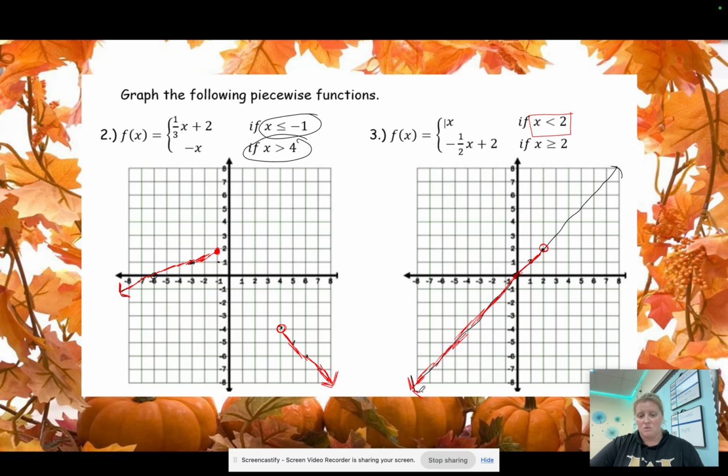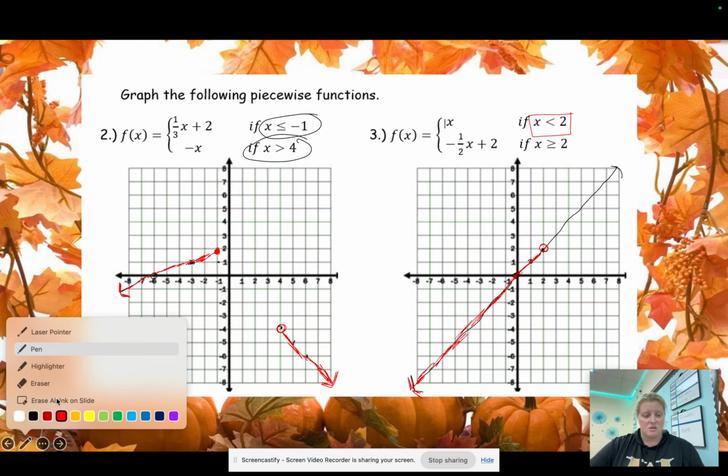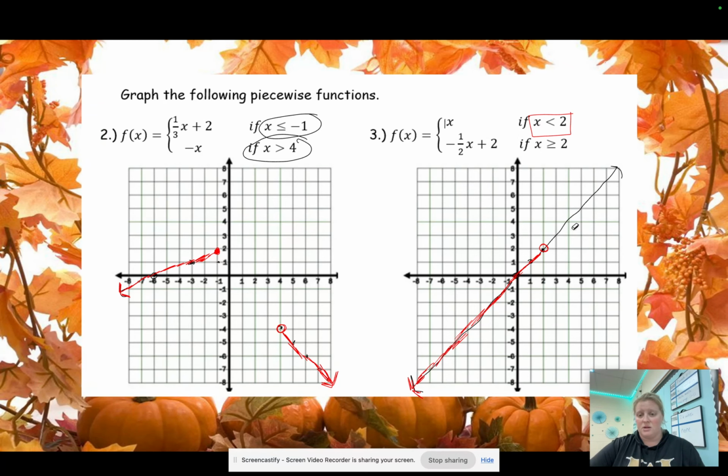Just like that. And now we're going to erase the stuff that did not get colored. I'll put my dot back here. There we go. There's your line. All right, and we're going to do it again. So pick up your pencil.